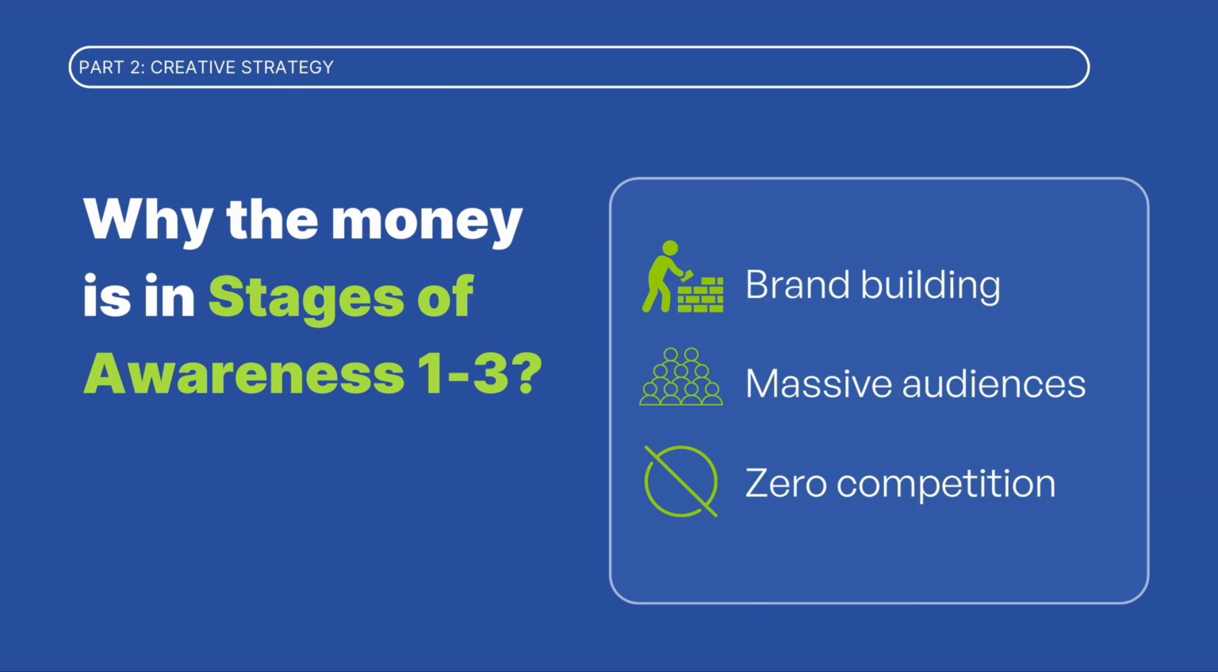Third reason, zero competition. When you know how to craft ads like the top 1% of meta advertisers, you virtually have little to no competition. Most agencies and consultants stick to easy stages 4 and 5 ads because they don't know any better. It's also an easy, low barrier to entry job that requires no skill. Conversion engineers like you and I focus on stages 1, 2, and 3 because this is where fortunes are made.